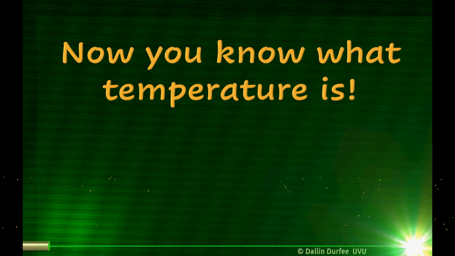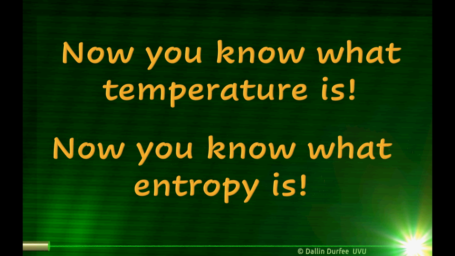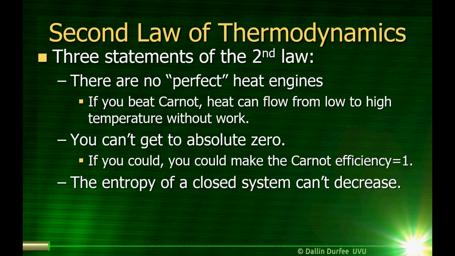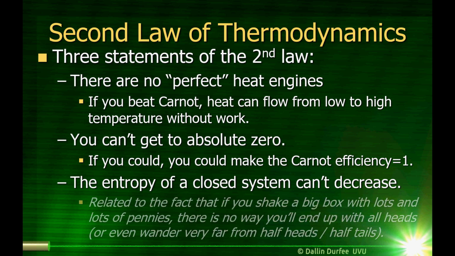Now you know what temperature is. Now you know what entropy is. You are one of a very elite group of people who know those two things. So once again, the second law of thermodynamics: there are no perfect heat engines, or equivalently, you can't get to absolute zero, or equivalently, the entropy of a closed system can't decrease.